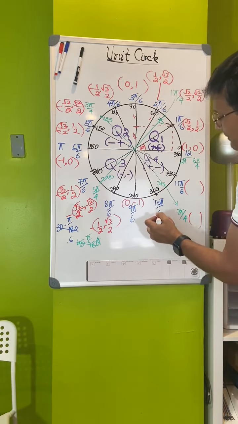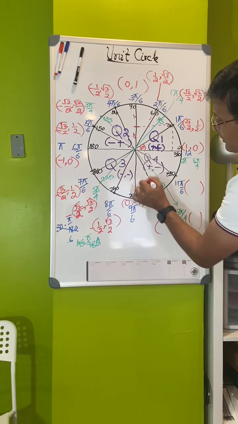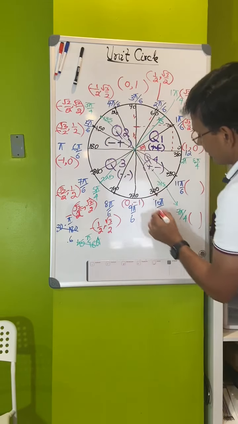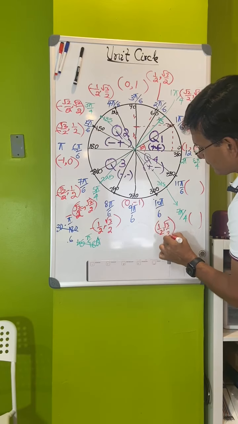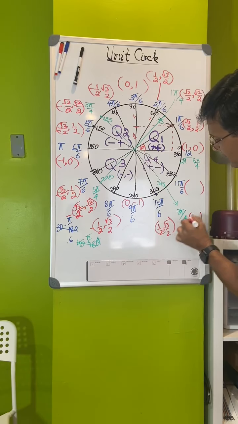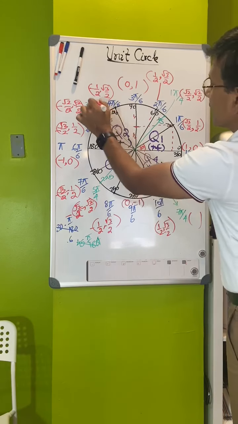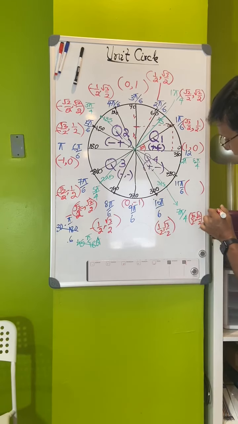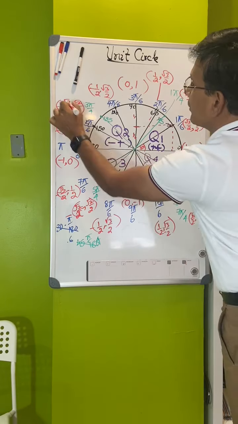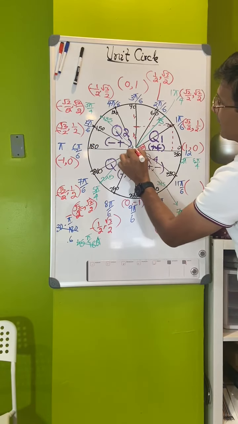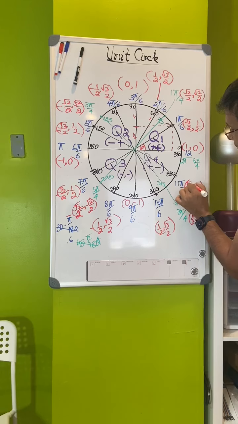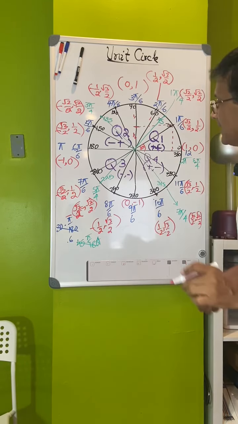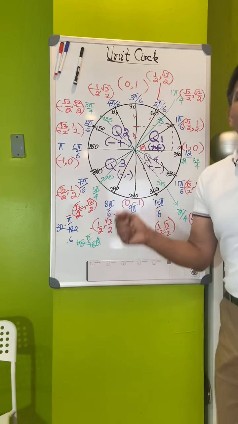Now 10 pi by 6. So let's see. 10 pi by 6, negative half, root 3 over 2. So what is this? Negative comes on this side. This one, the green one, is the easiest one because it doesn't change, only the sign changes. So this one is negative. And 11 pi by 6, this one. Okay, so here I have square root of 3 over 2, 1/2. So what is the sign? Negative. And this is how we do the entire unit circle.